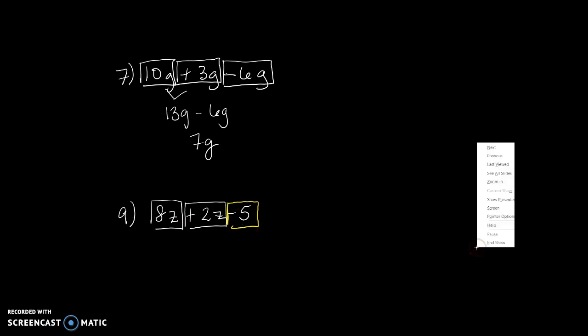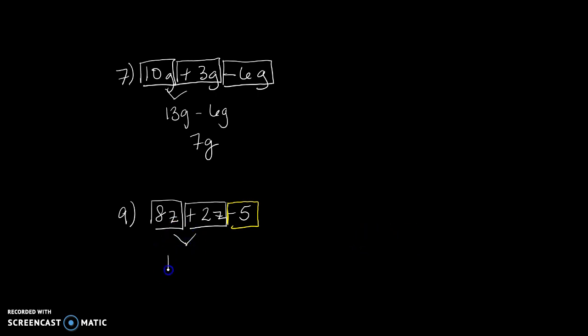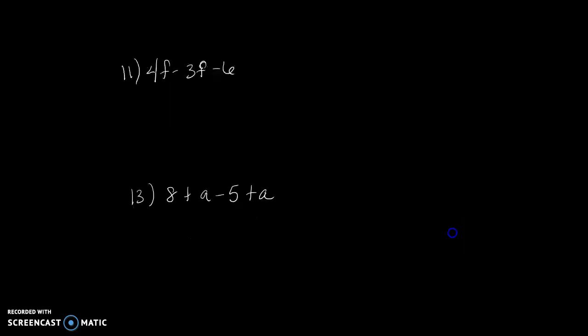But let's go ahead and add those up. I'm just going to switch back to white. So 8z plus 2z is 10z, and then we have minus 5, and that is our simplified term. That's as far as we go with that. All right, let's skip down to number 11 and do the same thing.